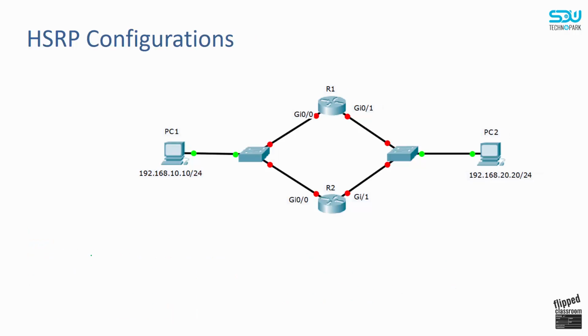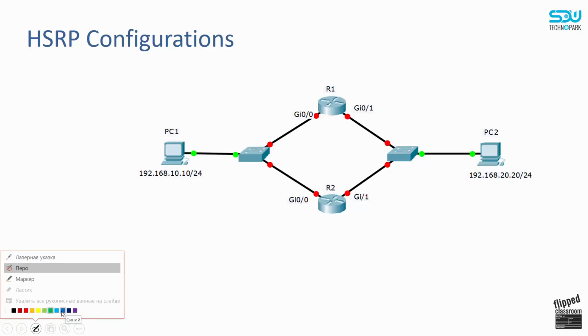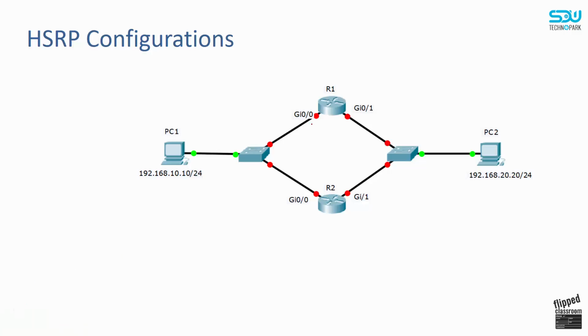Now let me show you how to configure HSRP. First of all, our idea in this example is to configure HSRP on router 1 and router 2 on these two interfaces, gigabit 0/0 and gigabit 0/1. First of all, let me tell you that one of these routers will be elected as the primary router, as an active router. So let's say that we will have one active router in this example, and we will have one standby router.